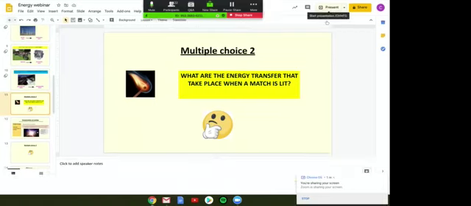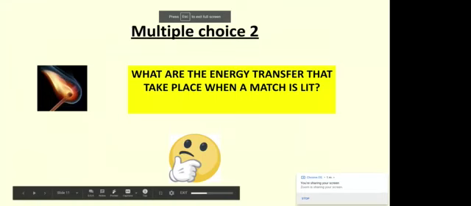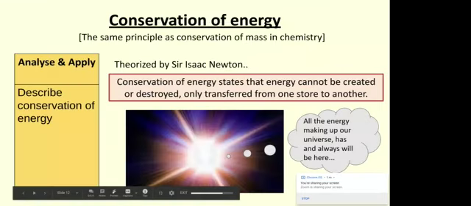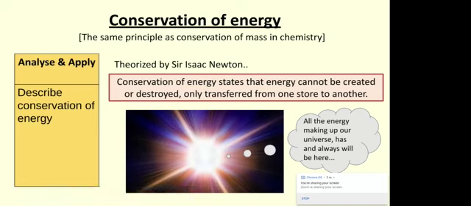So I'm going to swiftly move on to the conservation of energy. In this part of the success criteria, we are going to be describing conservation of energy, and most of you will be able to repeat the statement of conservation of energy. If you've learned the conservation of mass in chemistry, it's pretty much the same principle. Generally it's stating that energy can neither be created nor destroyed. It's only ever transferred from one store to another.